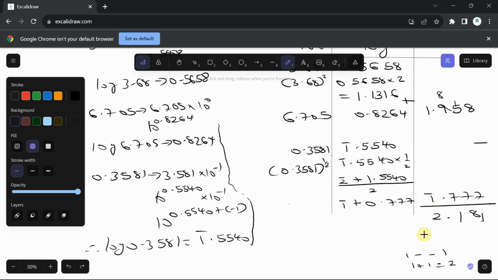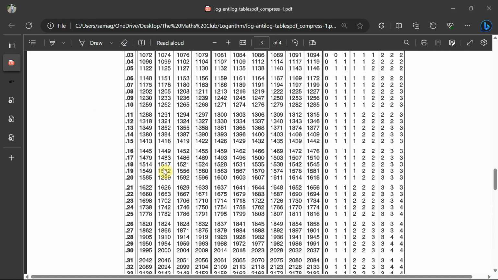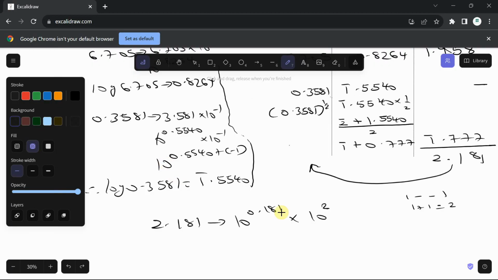Right, so this is 2. So if I now convert this value to a number to get my answer, this is 2.181. So let's find the antilog of this. So that will be 10 raised to the power of 0.181 times 10 raised to the power of 2. Right, so I'll go to 0.18 in the antilog table under table 1. That is 1.517. So 1.517 times 10 to the power 2, which is 100. If I multiply this, this will be 151.7.